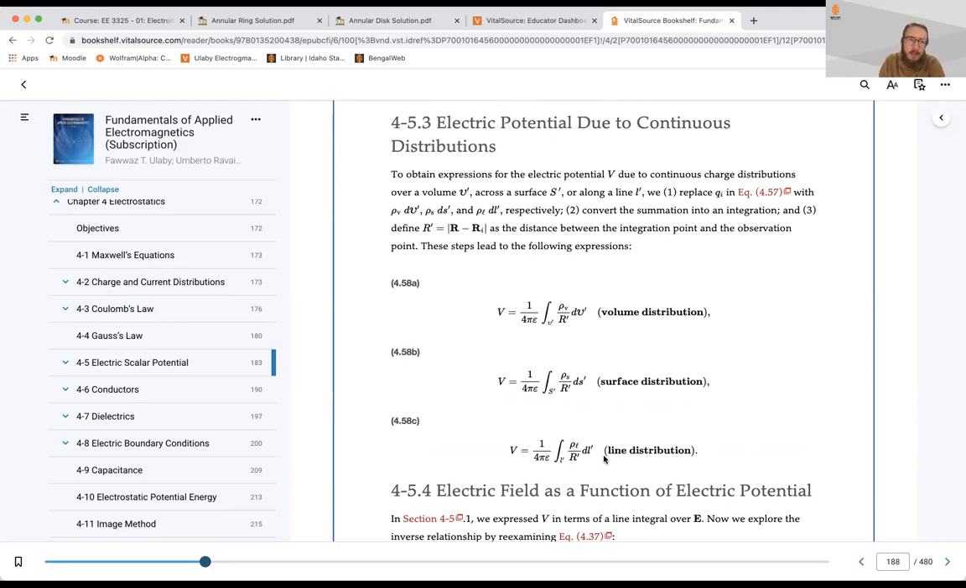So the first question we should ask ourselves is, if we want to find this electric potential for this disk, what kind of charge distribution is this? Is it a volume, a surface, or a line? Surface. Yeah, it's a surface, right? This is very thin. And then also we're given that this is a rho s. So all these things should point to telling us that we have a surface distribution.